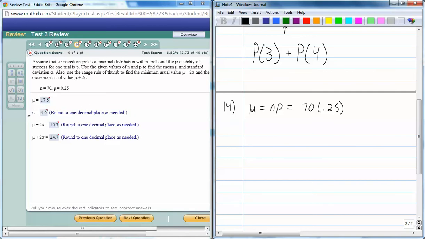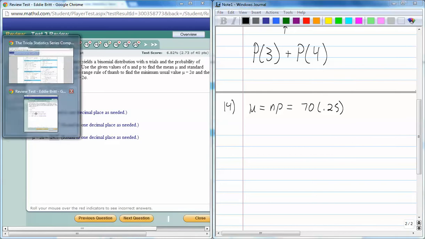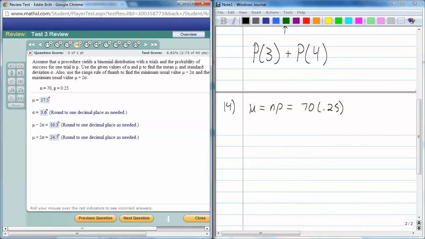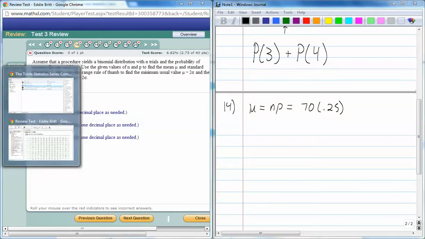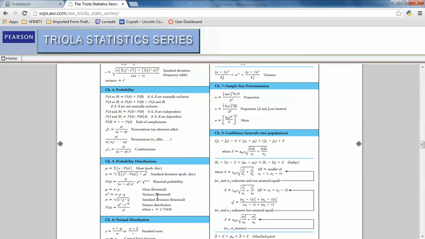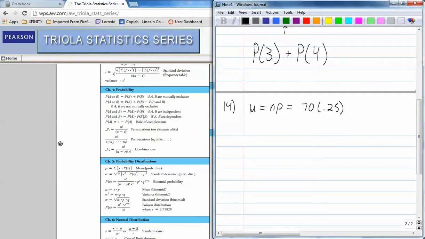This symbol right here, that's sigma, that's standard deviation. So we must have a formula for the standard deviation of a binomial distribution. We'll go back here to our formula sheet. Here's the variance. Here's the standard deviation. So the standard deviation is the square root of n times p times q. I like these formulas a lot better than the other sets we've looked at, right? These formulas are definitely a lot easier to deal with.